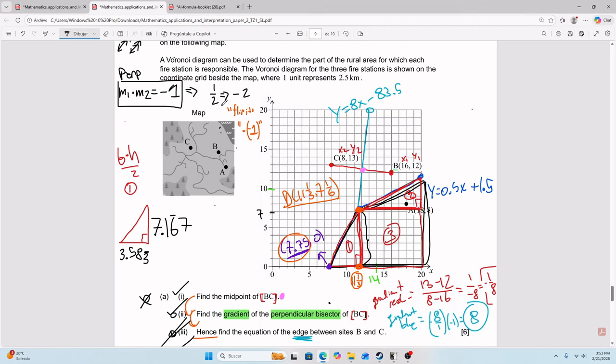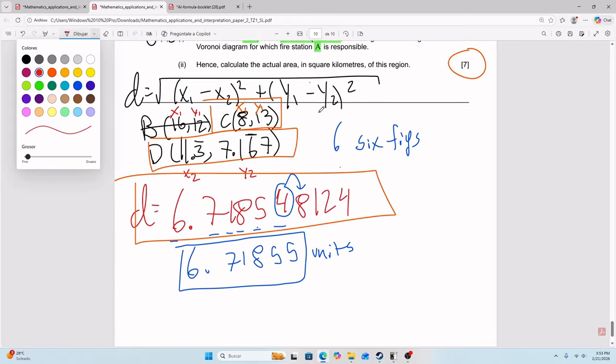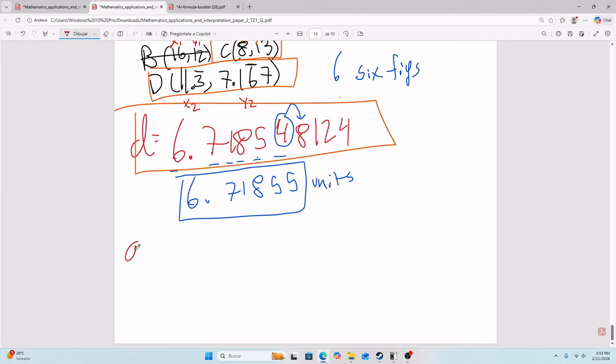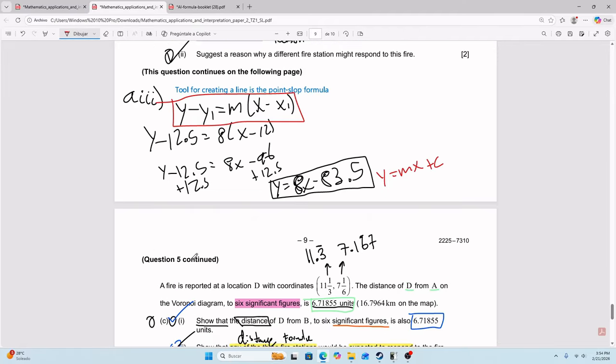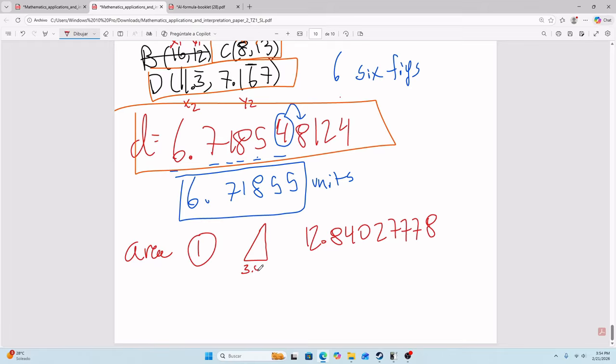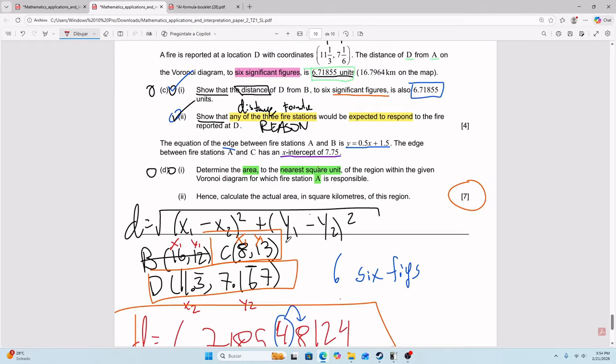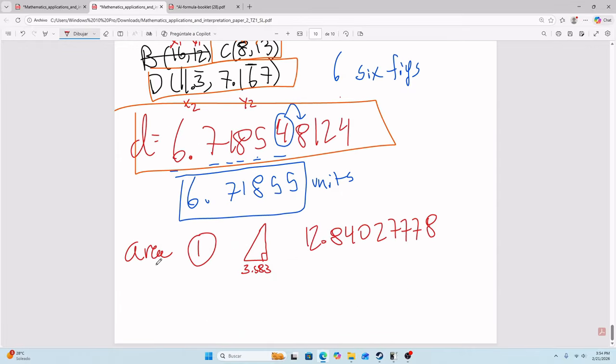Let's take the area of this first one. So I'm going to write that down here. The area of the first shape, which is this guy that goes like this, is 12.840778. And how did you find that out? You found that out because this is 3.583, this is 90 degrees, and this is 7.167. This is just so that we recall a little bit what we did.